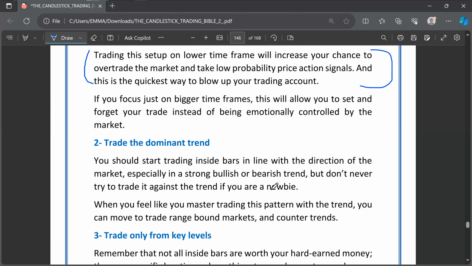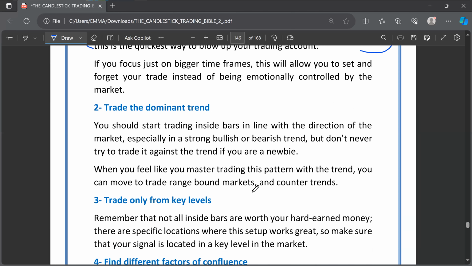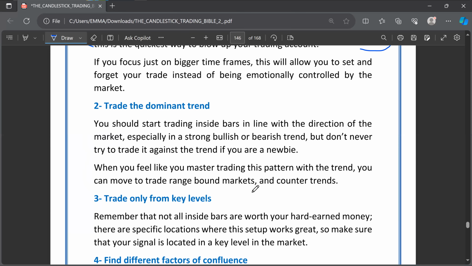You should start trading inside bars in line with the direction of the market, especially in a strong bullish or bearish trend. Don't try to trade against the trend if you are a newbie. Don't do counter trading, right? You buy when the market is generally moving up, and then you sell when it's generally moving down. That's what you have to do.